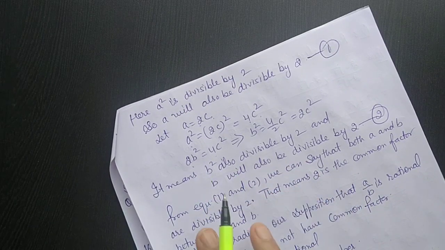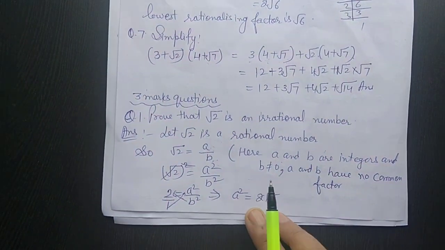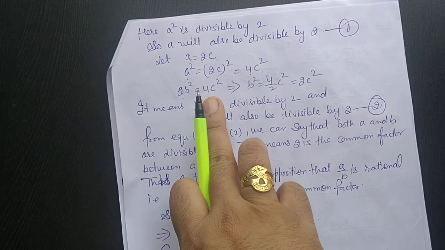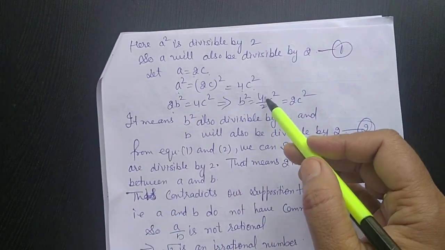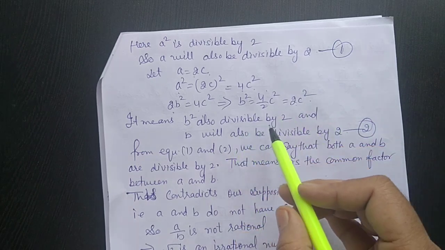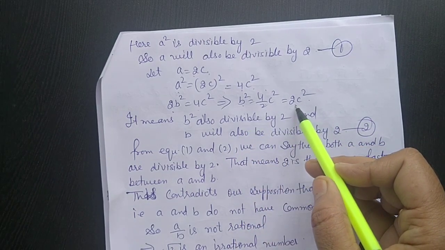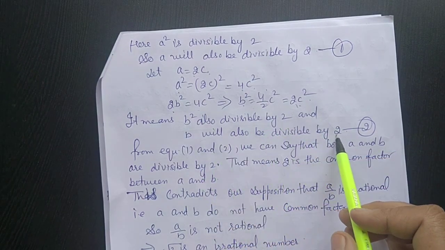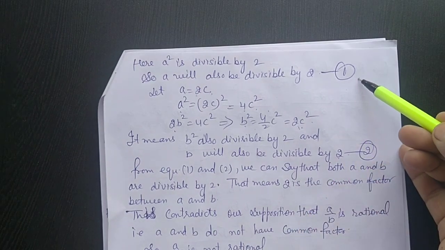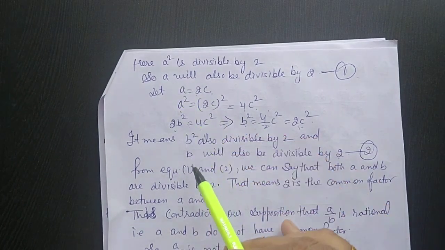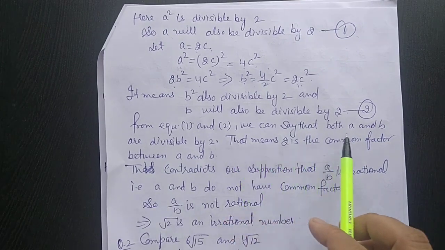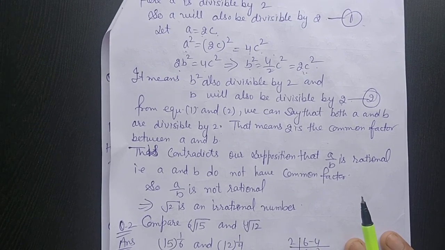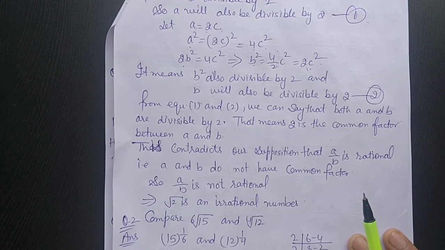Already we have a square is equal to 2b square. Then we put it here. Now divide 4 by 2, it can be cancelled, giving 2c square. It means b square is equal to 2c square. So b square is also divisible by 2, so b is also divisible by 2. From equations 1 and 2, both a and b are divisible by 2. That means 2 is a common factor between a and b, because 2 divides both numbers.